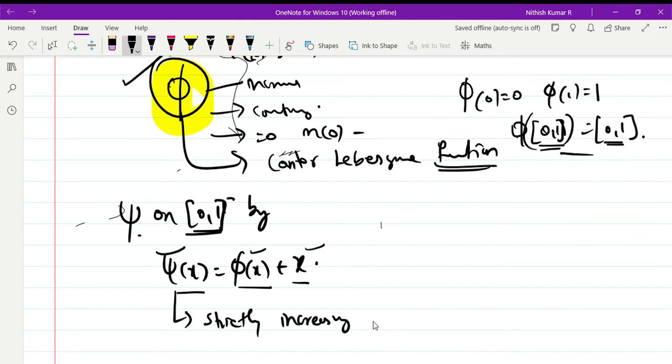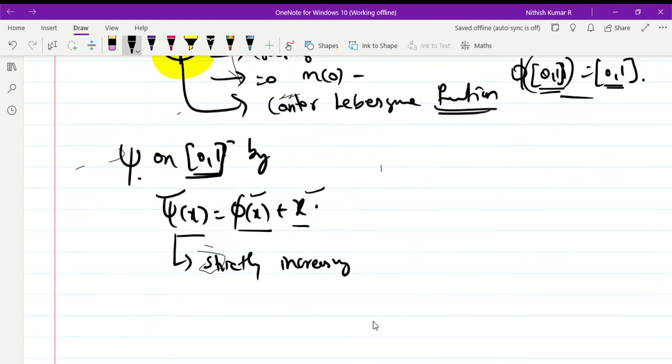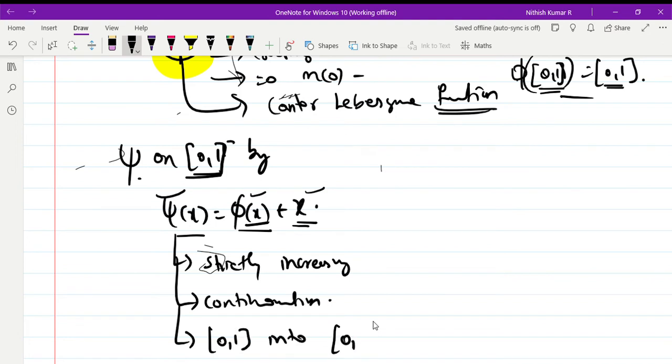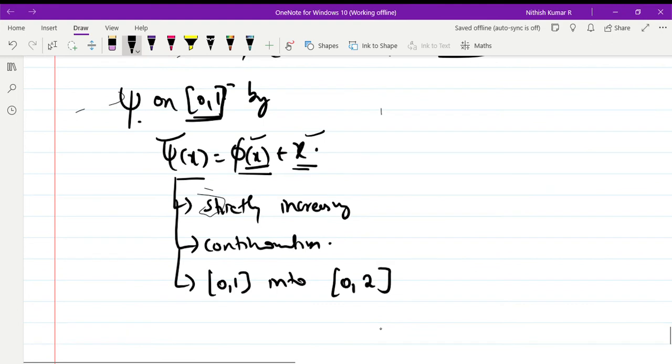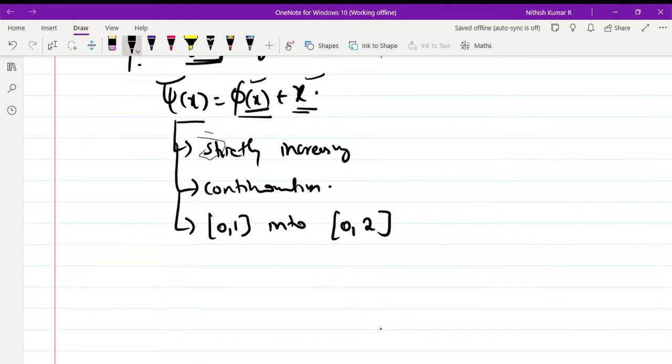It is strictly increasing, and this phi is continuous, x is continuous, so it is also a continuous function. Also, since phi is a continuous, strictly increasing function, it maps the closed interval [0, 1] onto the closed interval [0, 2]. Also we know that the closed interval [0, 1] is equal to C union O. C is nothing but the Cantor set.